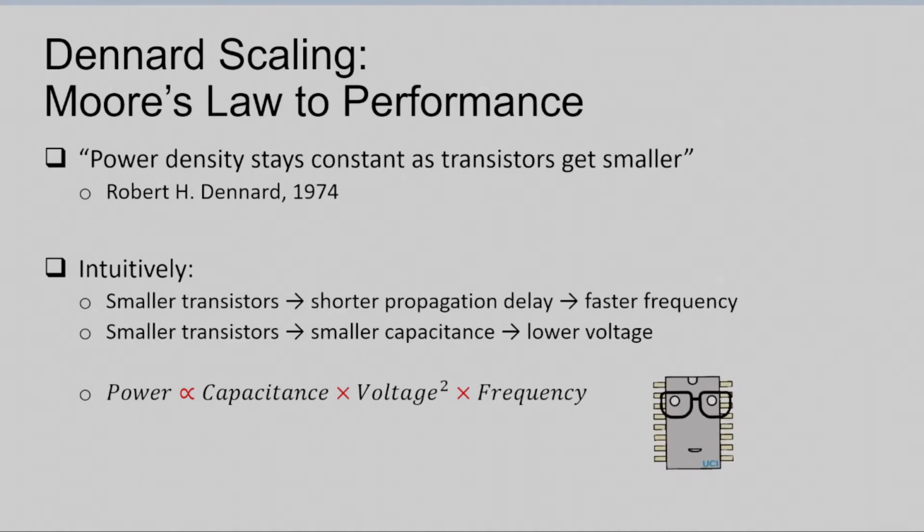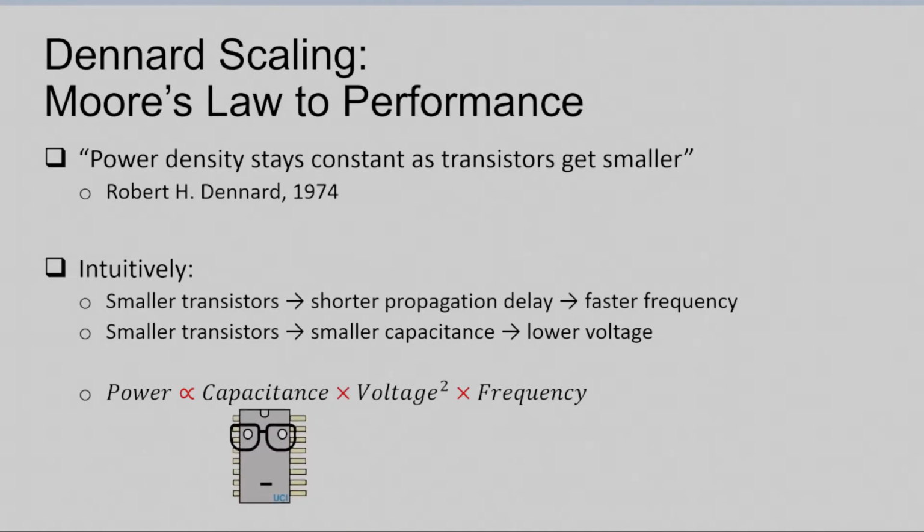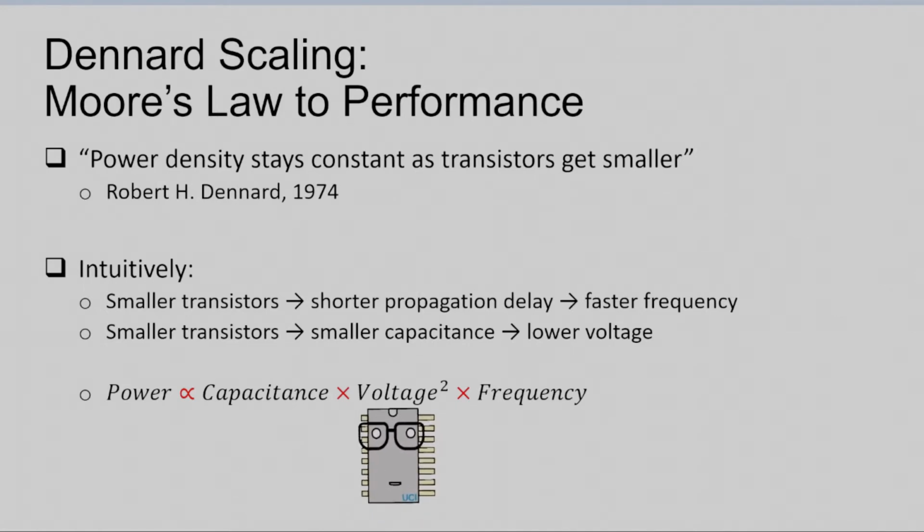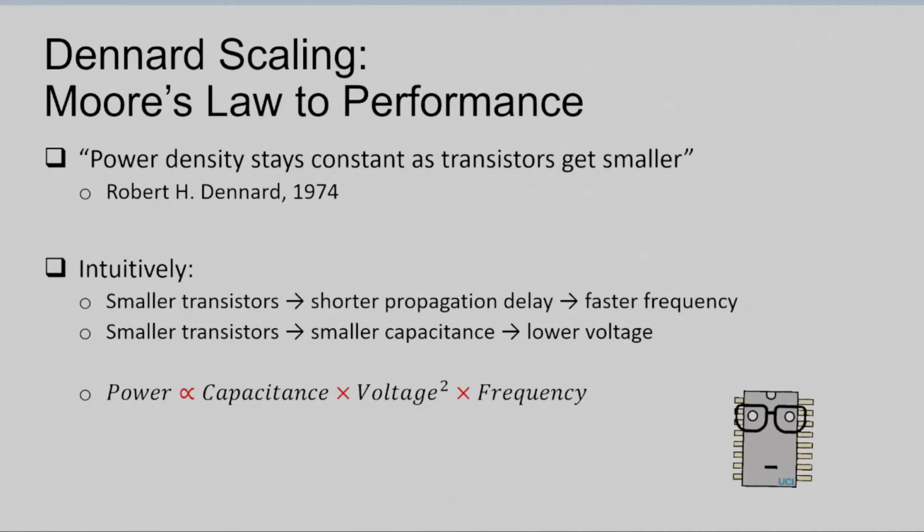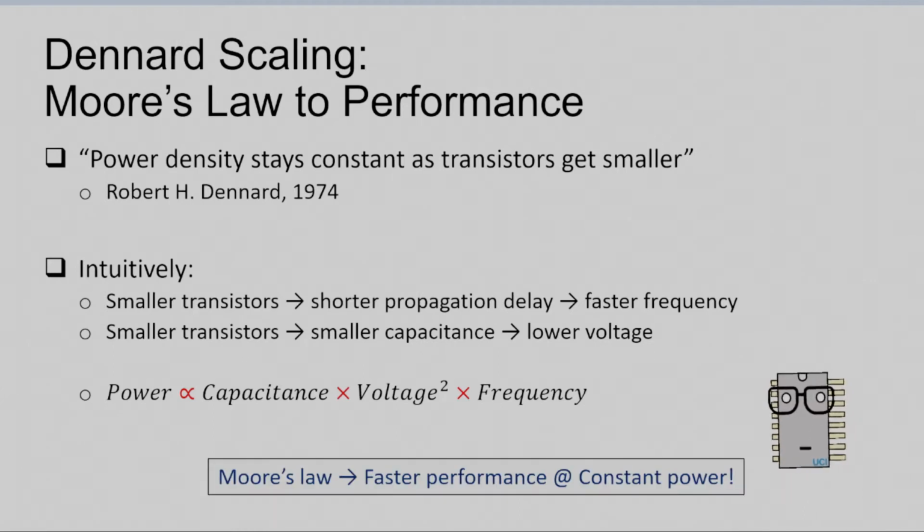So let's see. As Moore's law makes transistors smaller, capacitance goes down. Capacitance goes down with smaller transistors. Voltage goes down with smaller transistors. So that means as we get smaller transistors, we could afford to increase the clock frequency of the chip without increasing the power consumption. So this is what led Moore's law to achieve faster performance at constant power.